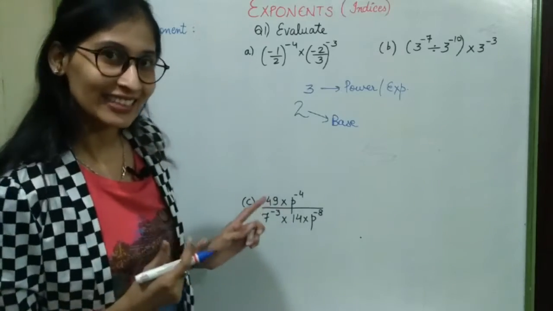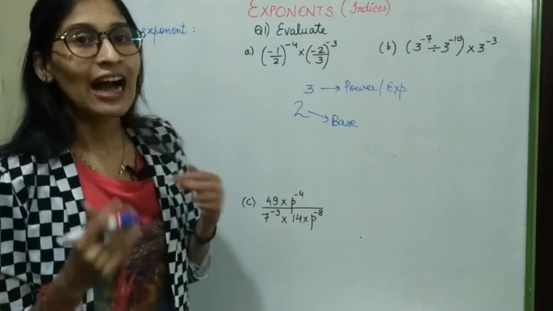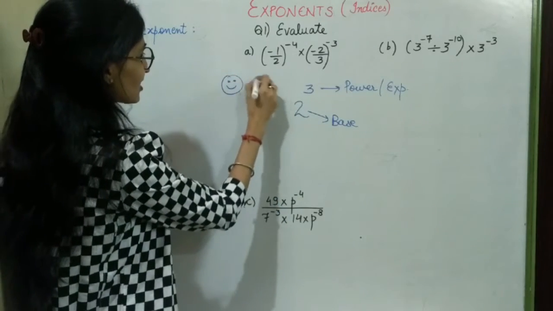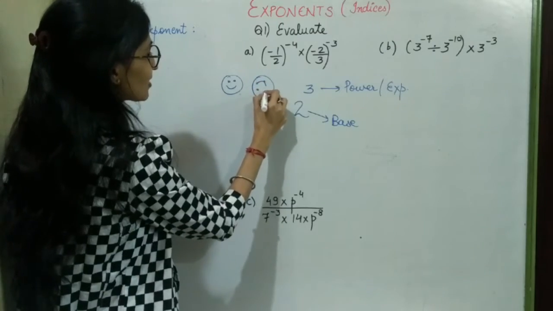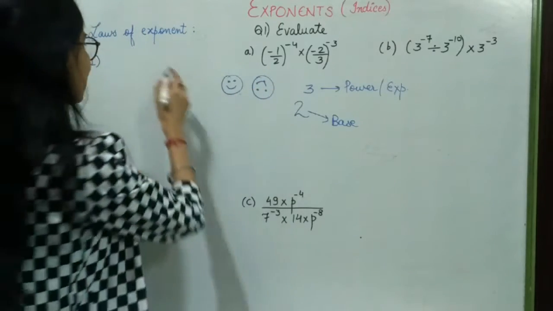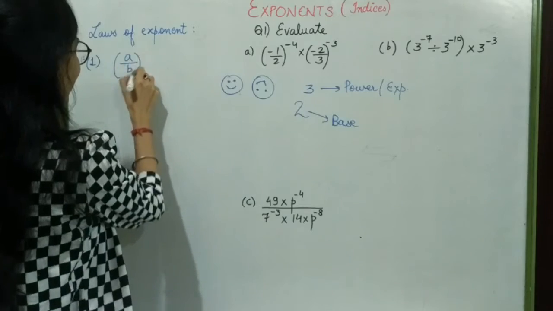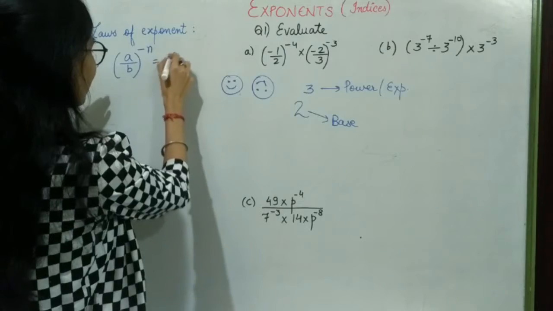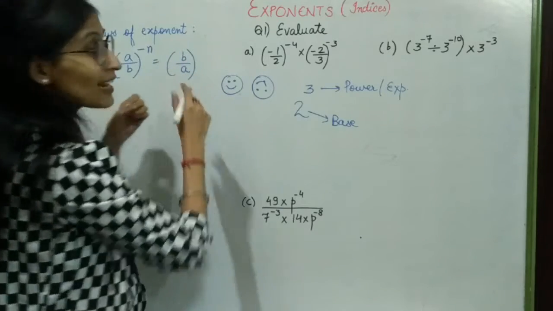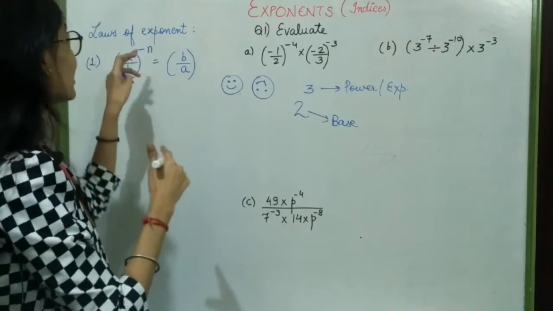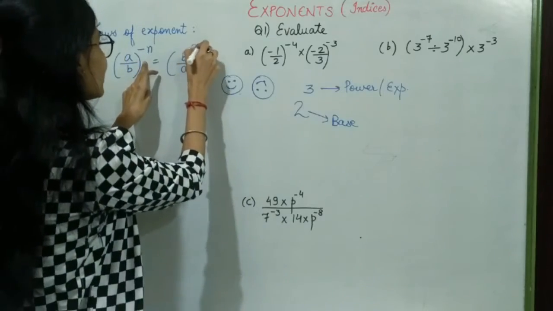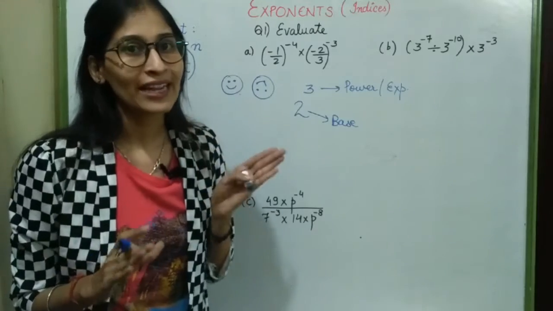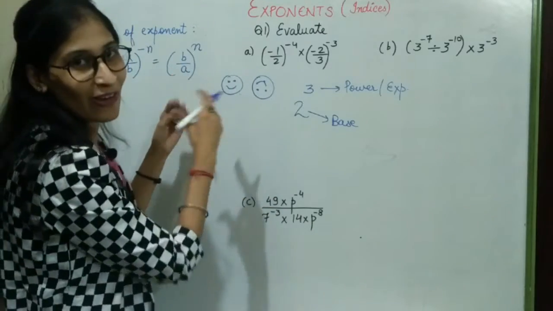So let's get started. My first law, I call it the Ulta Pulta law. Just turn the things round. If the number is written as a upon b raised to power minus n, just reverse it. A upon b will become b upon a, and the magic of this reciprocal is your power will become positive from negative. So the simple rule to change the power from negative to positive is my Ulta Pulta law.